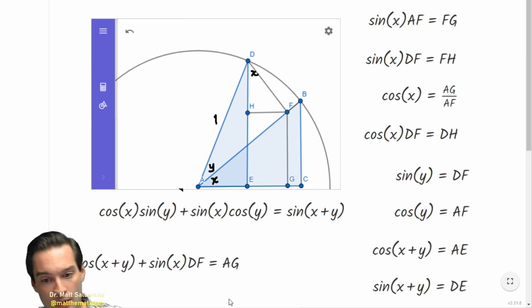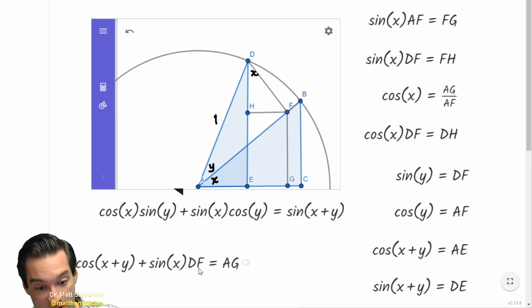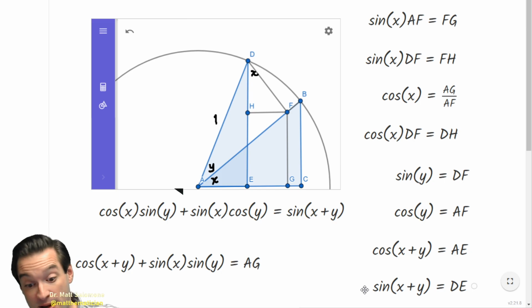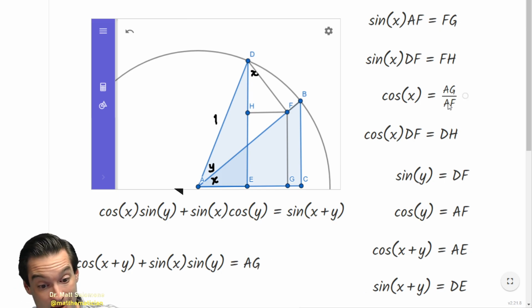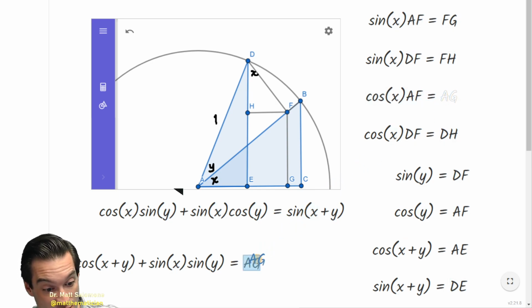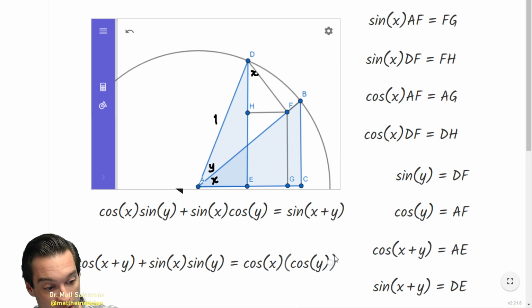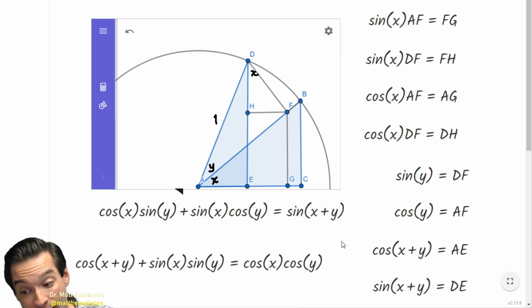There we go. But then we have to ask, well, what's DF? DF is the sine of y. And so in we substitute, and we're making progress. What about AG? Well, it's this last equation that I haven't done anything with yet. Multiply by AF on both sides. Substitute. AG is the cosine of x times AF. But what is AF? AF is the cosine of y. In it goes. And we've eliminated all of our unknown lengths. So now I have this equation.